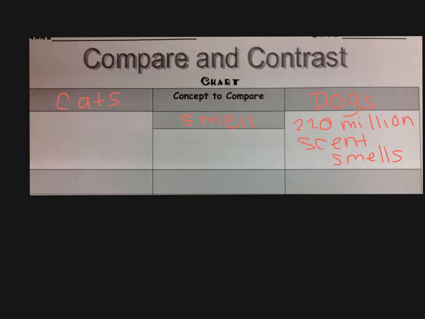This is different from cats because cats have fewer scent smells. In fact, they told us that dogs have twice as many as cats, which means cats actually have about 110 million scent smells. However, both have a stronger sense of smell than humans.